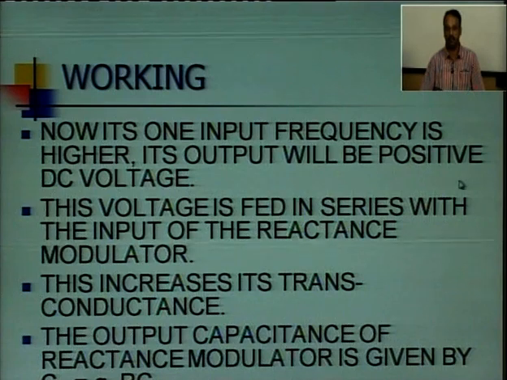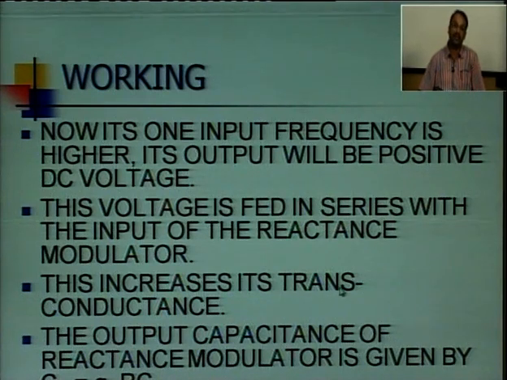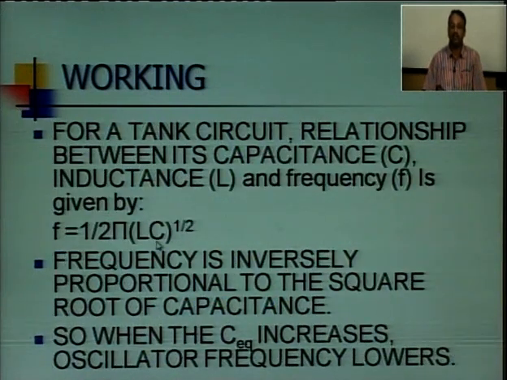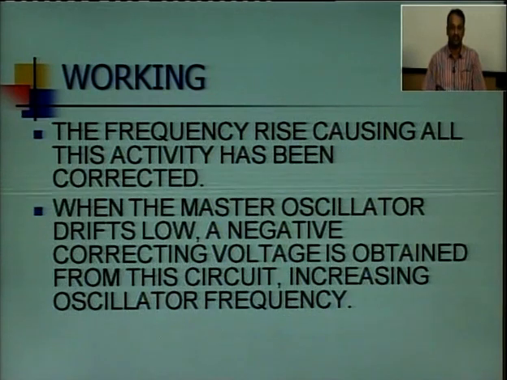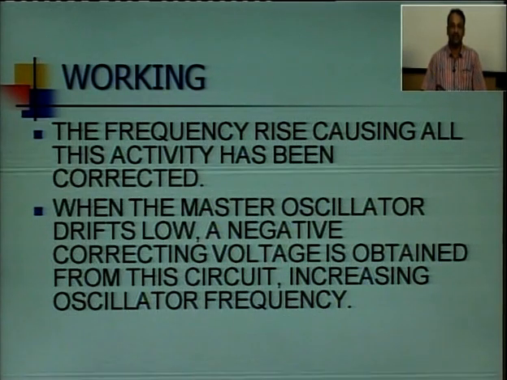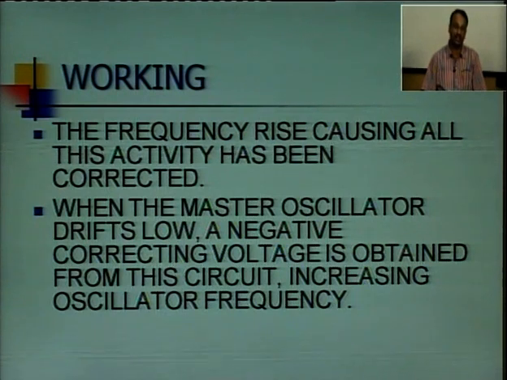Again, as the input frequency is more than the crystal frequency, we get a positive DC output voltage from the discriminator. This is applied to the reactance modulator, which increases its transconductance. As its transconductance increases, its C equivalent also increases. Due to this, the overall frequency of the master oscillator, that is 1/2π√LC, decreases, because frequency is inversely proportional to the square root of capacitance. So, when capacitance C equivalent increases, oscillator frequency decreases. The frequency rise causing all this activity has been corrected.